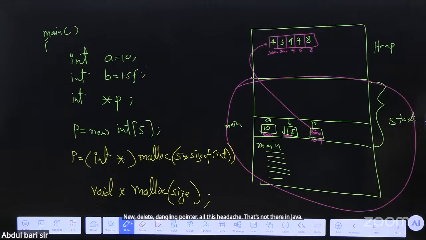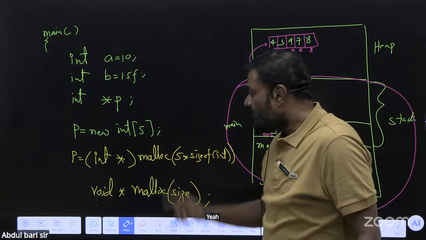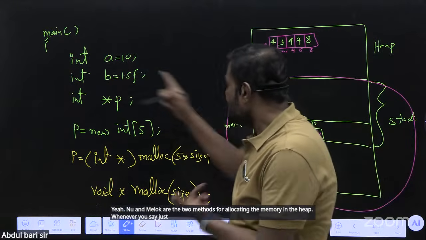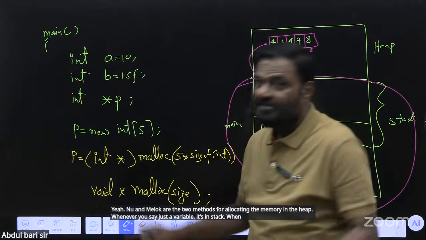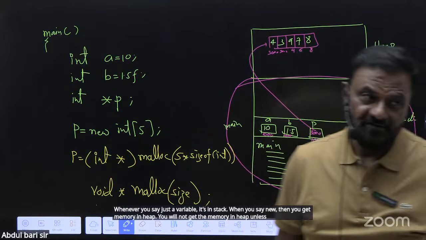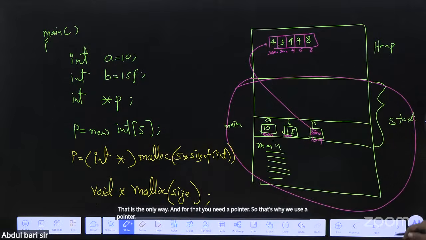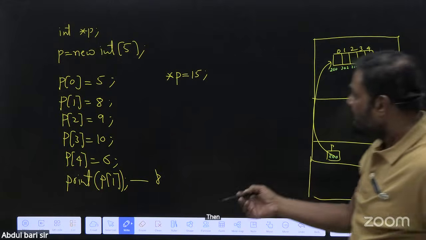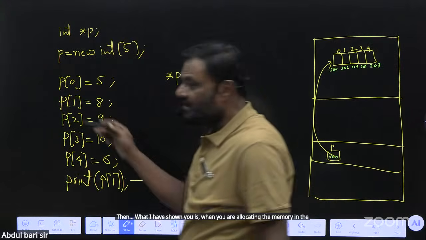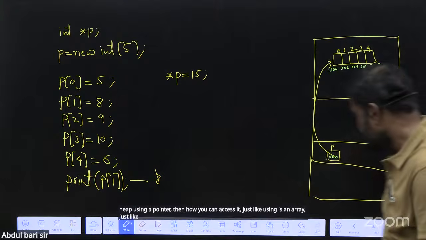Anyway, then I have shown you that new and malloc are the two methods for allocating the memory in the heap. Whenever you say just a variable, it's in stack. When you say new, then you get memory in heap. You will not get the memory in heap unless you say new or malloc. That is the only way. And for that, you need a pointer. So that's why we use a pointer. Then what I have shown you is when you are allocating the memory in the heap using a pointer, then how you can access it just like it's an array.